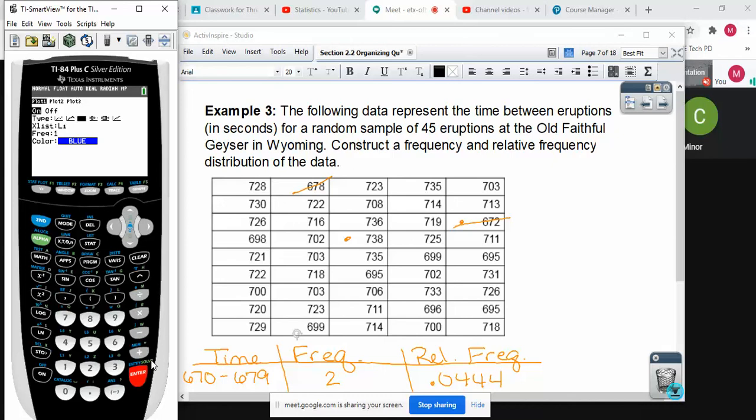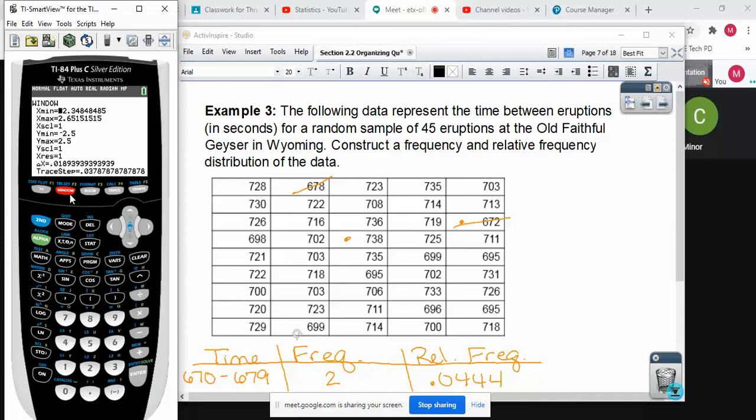So now we can get out of here. So we're going to hit second and quit, which is the mode button. So second and then your mode. That quits and takes us out of this menu. We are going to have to adjust our window. If I just look at my graph right now, my window is not going to show me anything. So let's look at my window options.